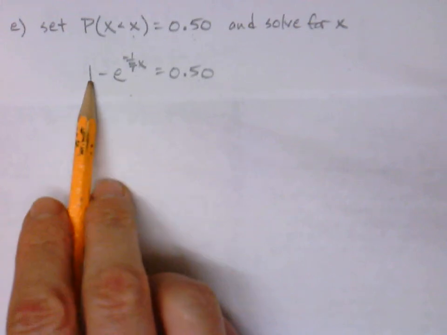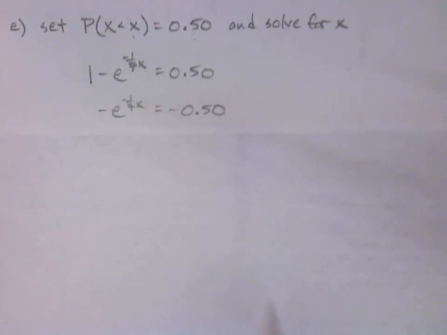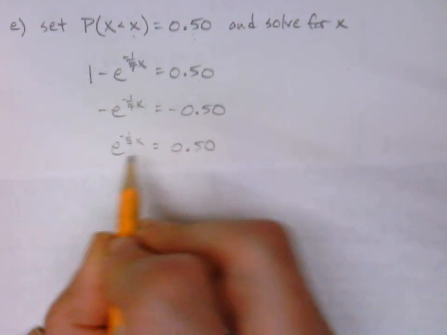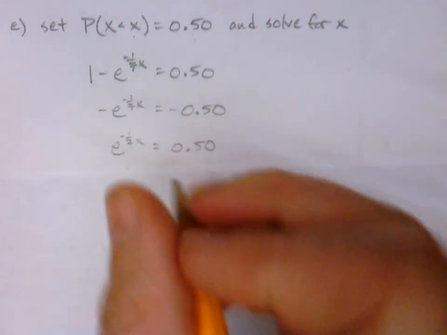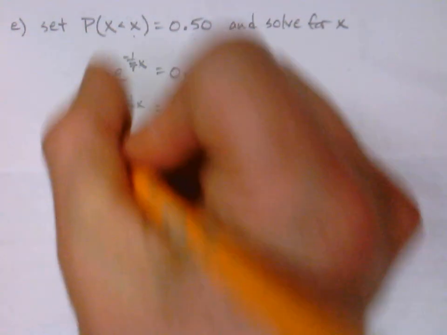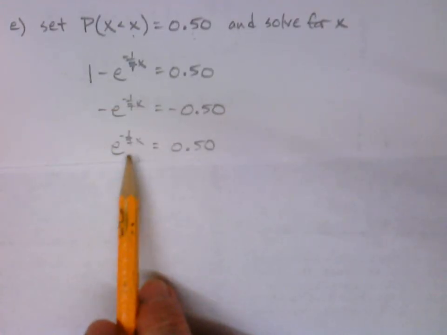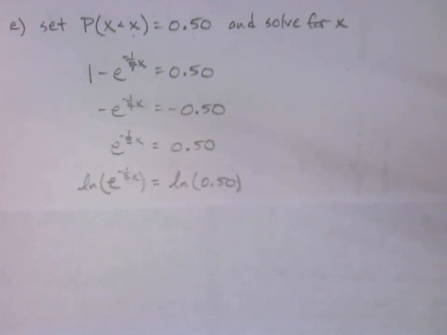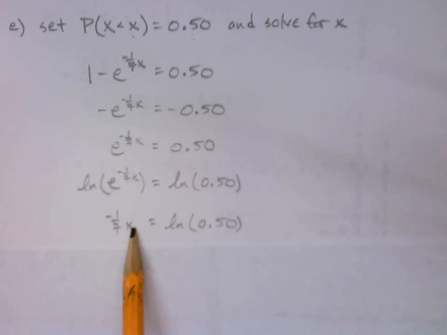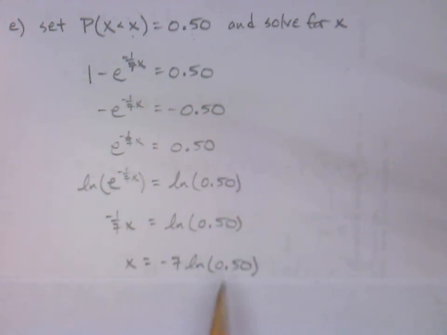So here's what we'll do. We can subtract the 1 from both sides, right? We'll take the negative of both sides. Now, once we have our e by itself, and I'm sorry it's a little fuzzy on the screen, that's a 1/7. Once we have the e by itself, and there's no negative or anything, now we can take the natural log of both sides. The natural log and the e cancel, and we arrive at this, negative 1/7 x equals the natural log of 0.5. Let's multiply by negative 7 to cancel that over here.